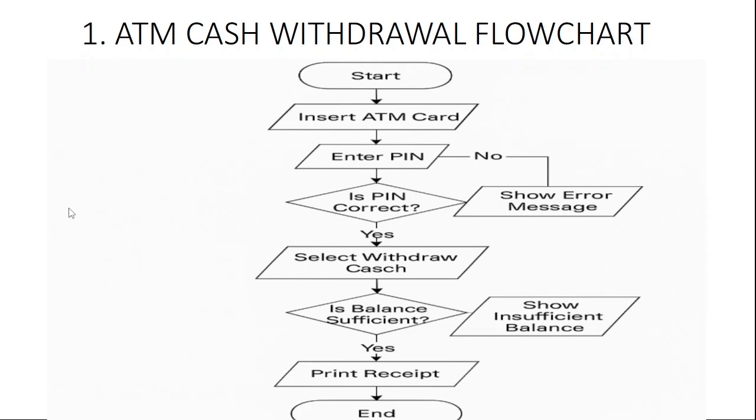If it is sufficient, then print receipt. That's also an output process. And dispense cash is also an output process, which we are going to represent with a parallelogram. Then after the process, we are going to end the flow chart using the end symbol. That is it on ATM cash withdrawal.